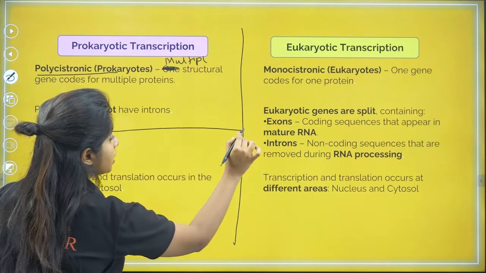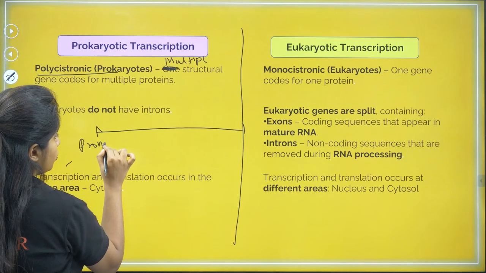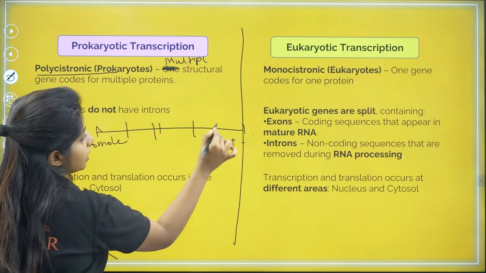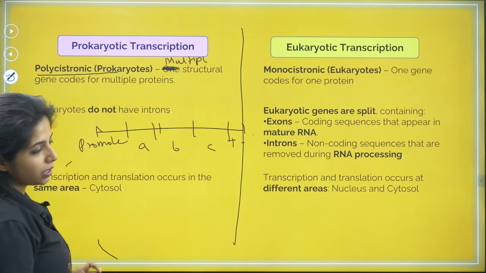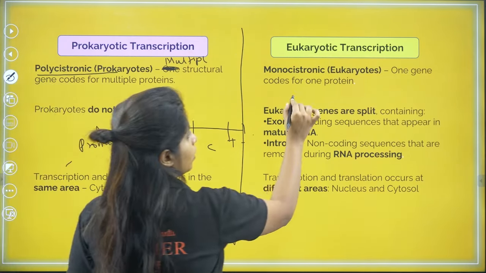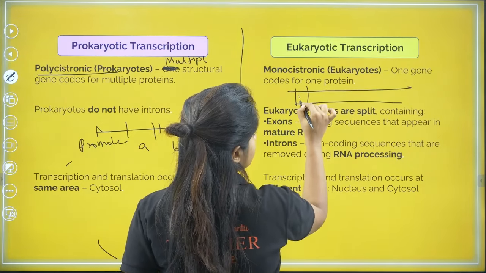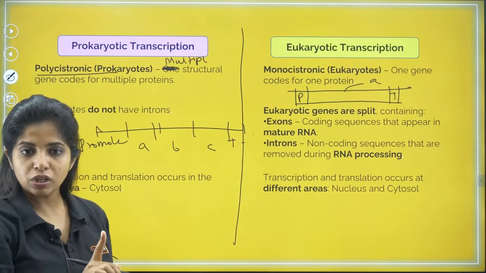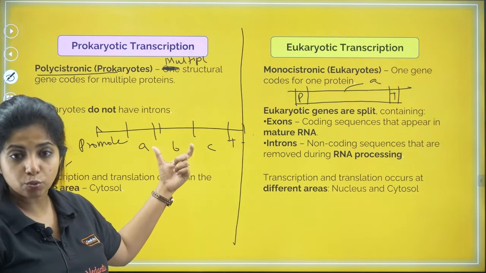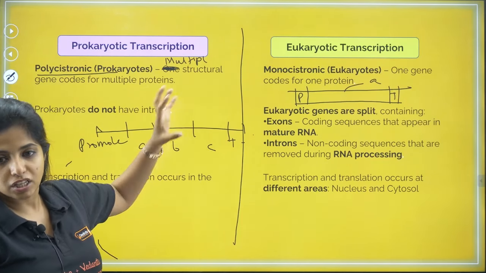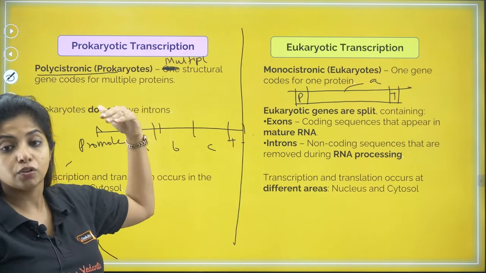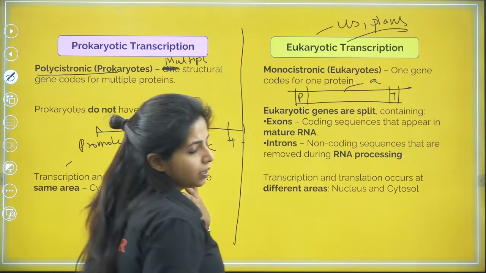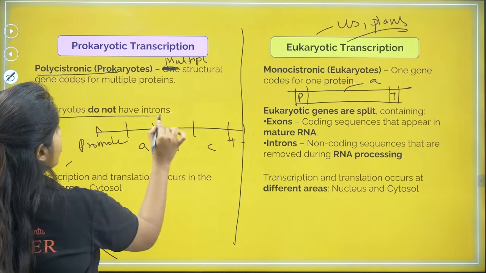If I think about the sequence, over here I have the promoter, over here I have the terminator. In between there will be multiple structural genes that can code for A, B, C proteins. But when you talk about monocistronic, this is the promoter, this is the terminator, and in this region there will be only one gene coding for one protein. That is what is known as polycistronic in the other case. Transcription happens this way in prokaryotes, as in bacteria. Eukaryotes, as in us, as in plants, have monocistronic genes. They're very specific.